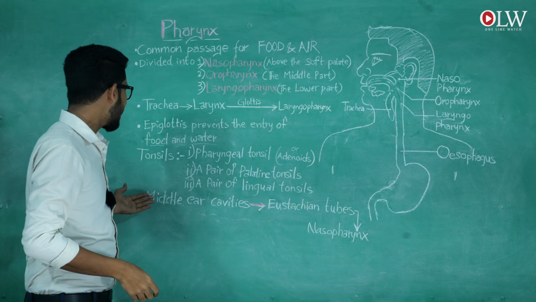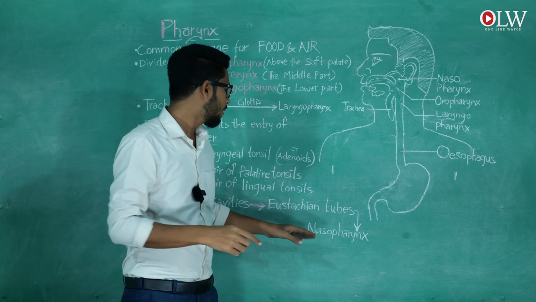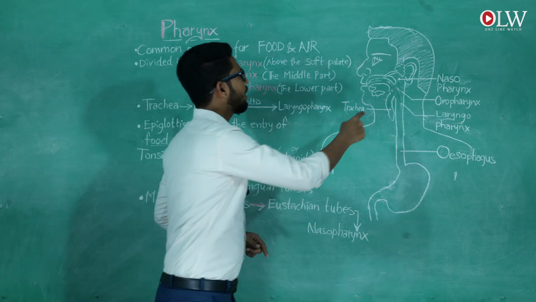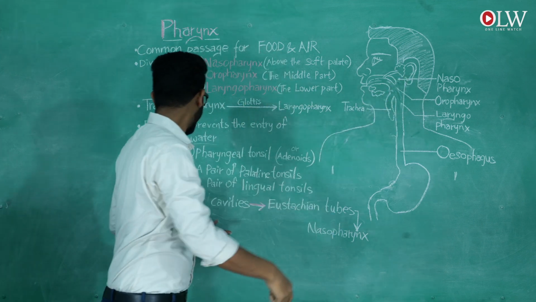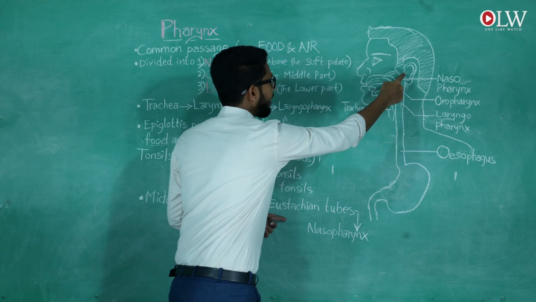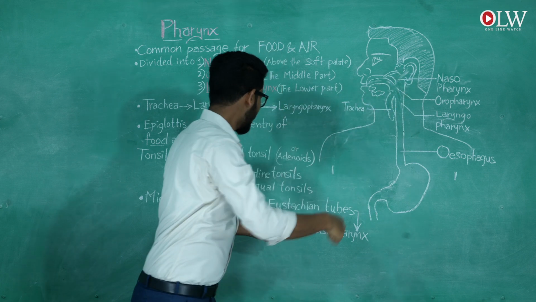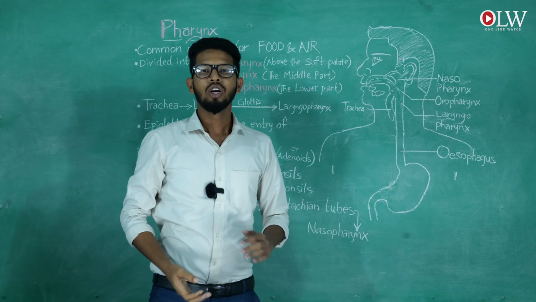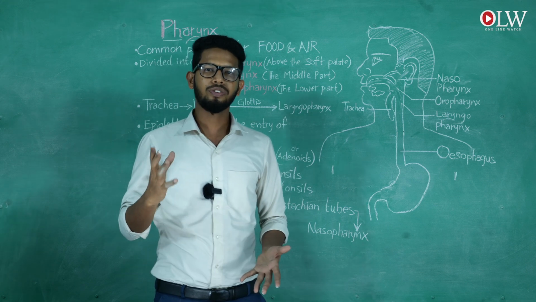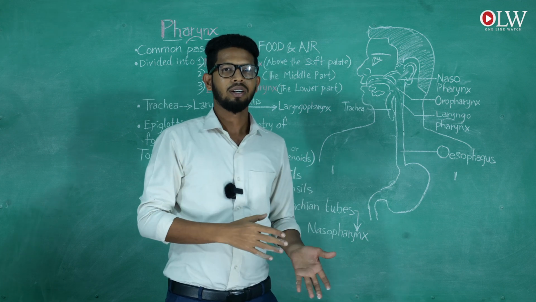At last, the middle ear cavities pass through tubes called eustachian tubes through the nasopharynx. See, this is the ear, and the middle ear cavities pass through the eustachian tubes here. So this is about the pharynx. In the next classes, we will discuss what the esophagus is, what its structure is, and what sphincters are involved in it. Thank you.